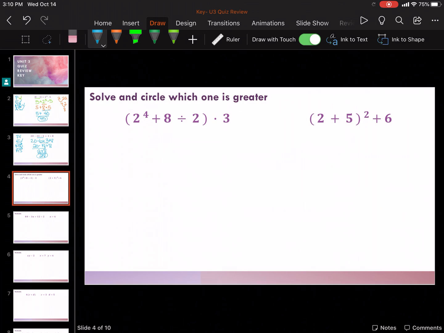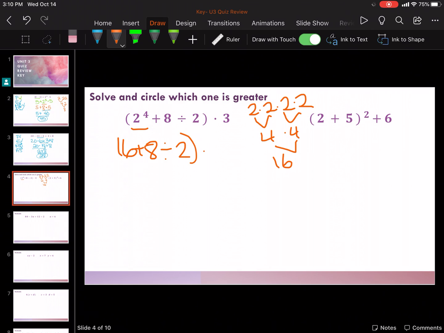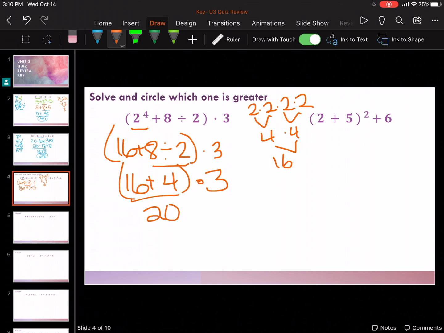Okay. This next one, we're going to do the exponent first, which is going to be 2 times 2 times 2 times 2. 2 times 2 is 4, 2 times 2 is 4. 4 times 4 is 16. In the parentheses, we need to do order of operations. So then it's 16 plus, not 20, 4 times 3. Then that's 20. Remember, the dot means multiply. So then that's 60.